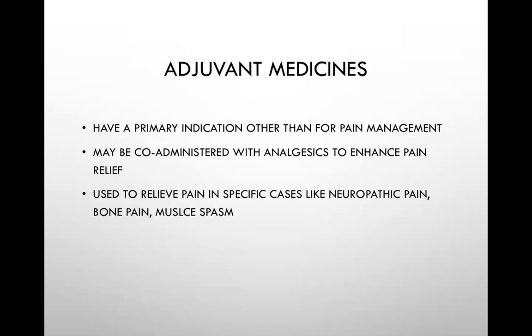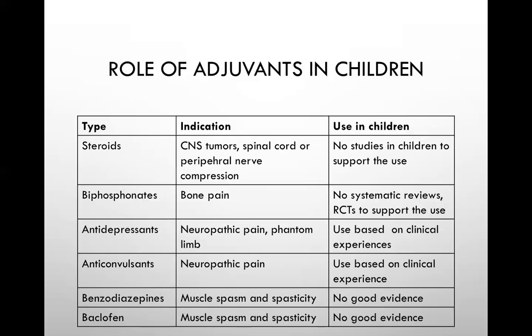Adjuvant medicines. These are other medications whose primary role is not pain management, but can be co-administered with analgesics to enhance the pain relief. And they are used in specific cases like neuropathic pain, bone pain, muscle spasm. Now, in pediatrics, there is very limited literature about the use of adjuvants in children.